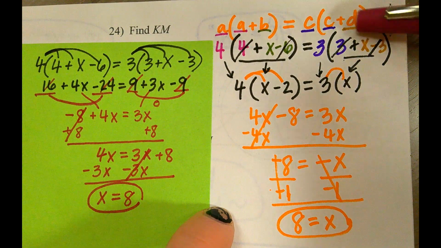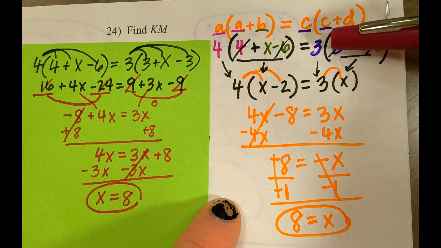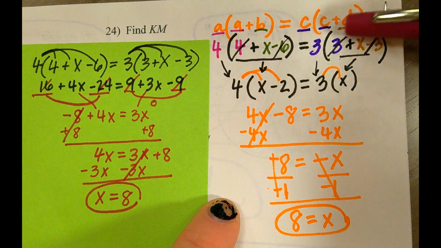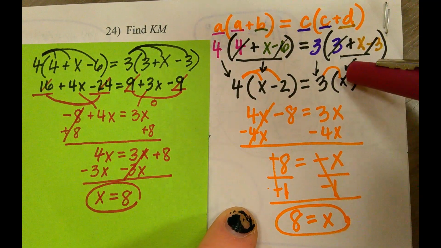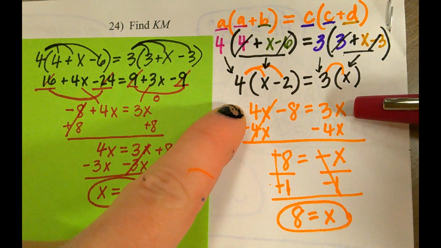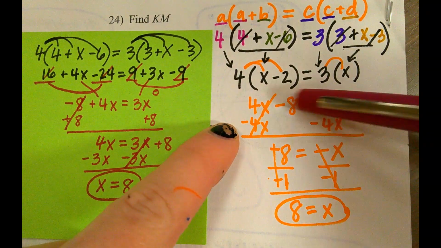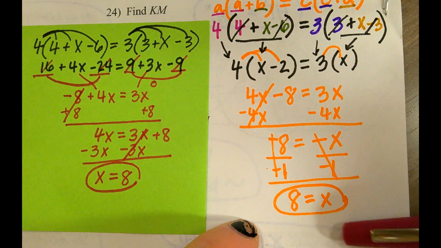Then over here I notice I have 3 plus x minus 3. 3 minus 3 is 0. So those 3's actually can cancel. And then I just bring down the x. From there we get 4x minus 8 equals 3x when I multiply. And then I solve for x the rest of the way here.